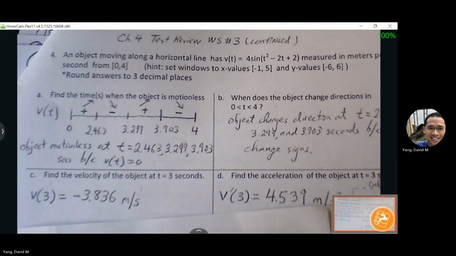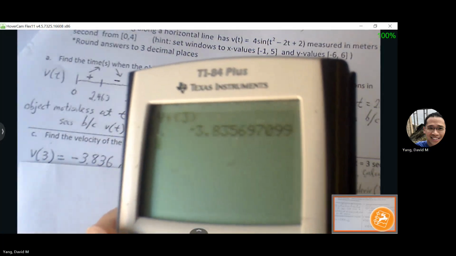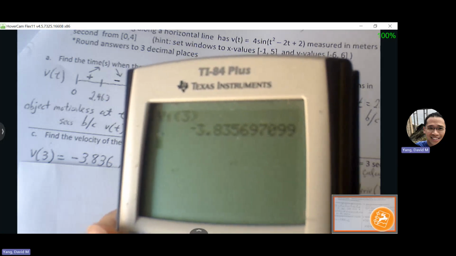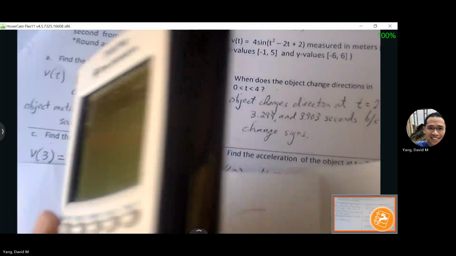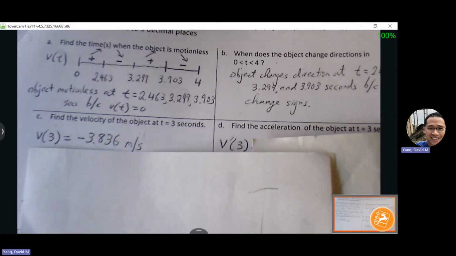We'll do Y1, 3. It's asking for the velocity at 3 seconds. Okay, units of measure is meters per second.